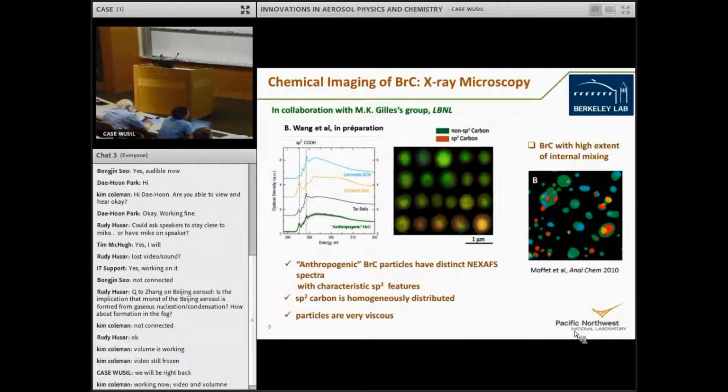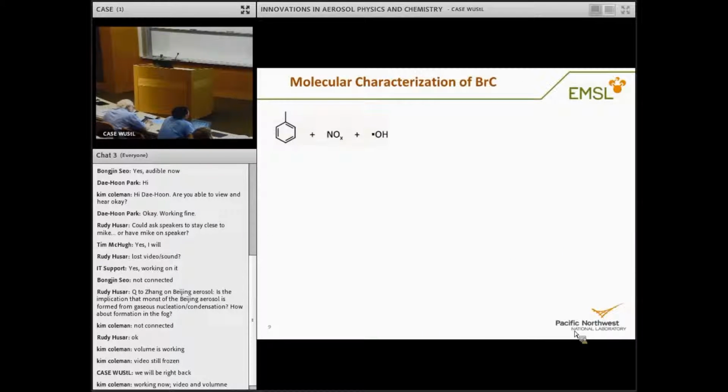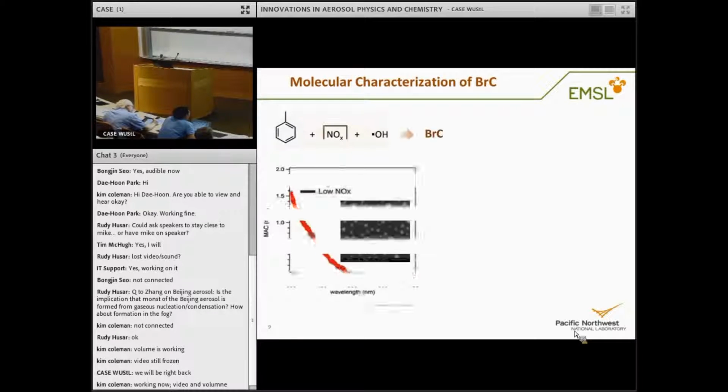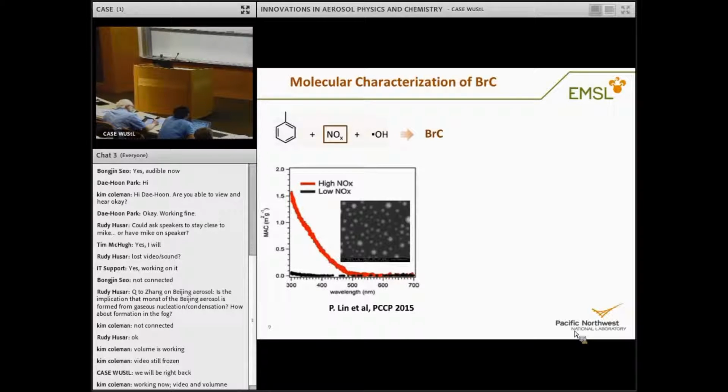So now let me switch gears a little bit and talk about the molecular characterization of the brown carbon material. I'll be talking about a laboratory-generated system: the oxidation of phenol or toluene in the presence of NOx and OH radicals. This system has been studied by quite a few groups, but here's our recent addition that just appeared on the website of PCCP.